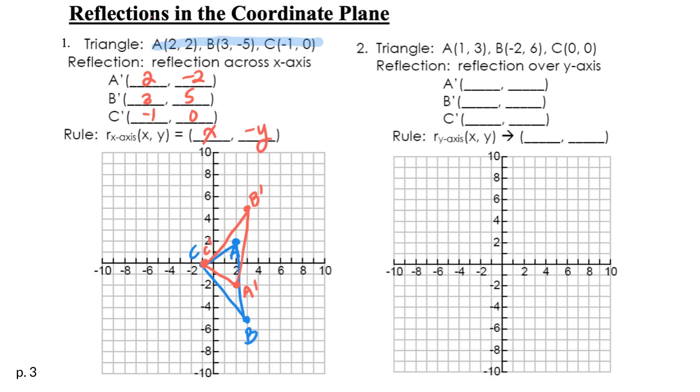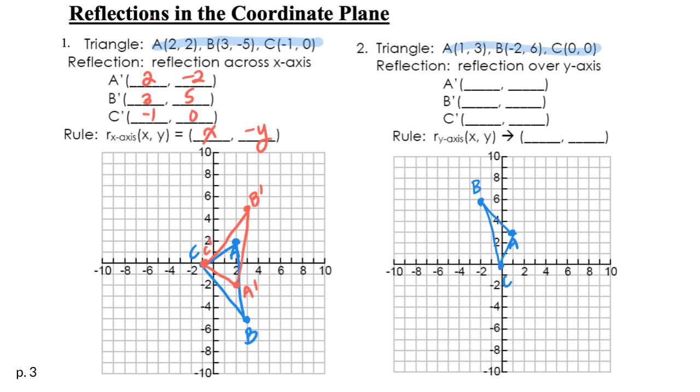Let's try out reflecting over the y-axis, right? So first things first, I'm going to plot my points for my pre-image triangle. So A is 1, 3. As I'm plotting my points, just to keep things easy for me, I'm going to label these points. My next point is negative 2, 6. So this is point B. And then finally, C is 0, 0. Okay. And so let me just label that as blue.